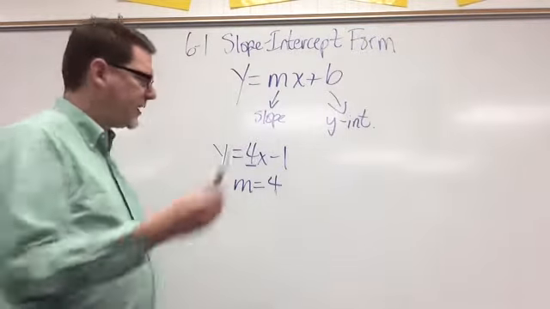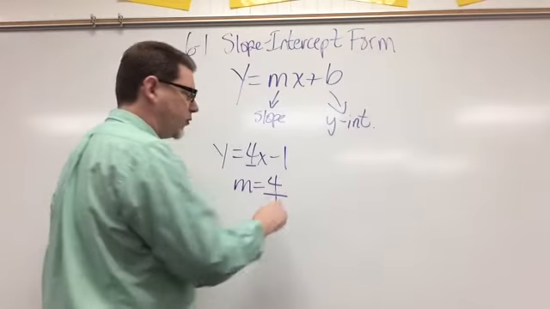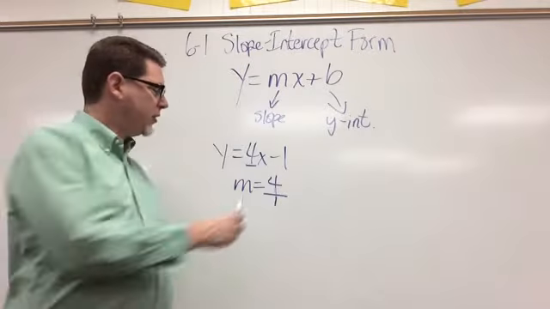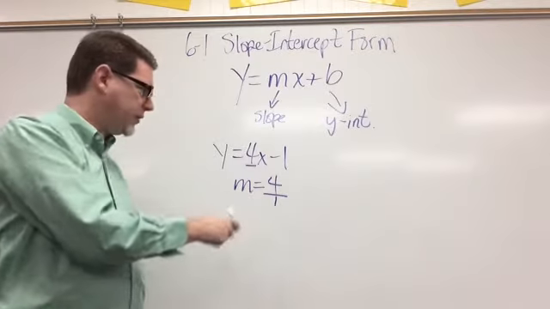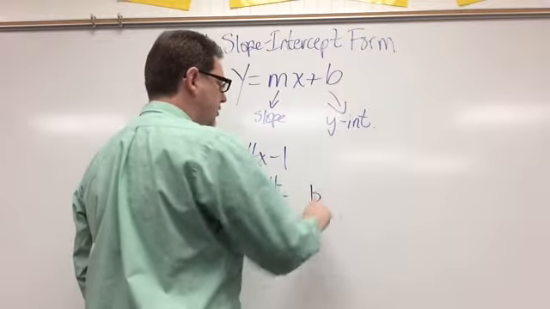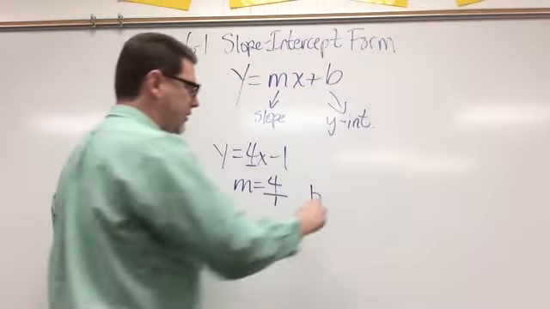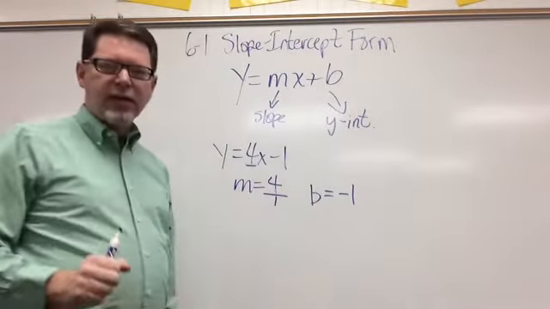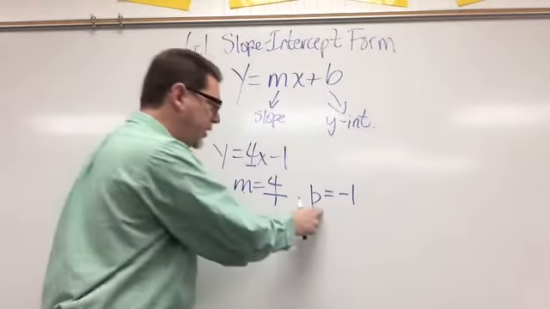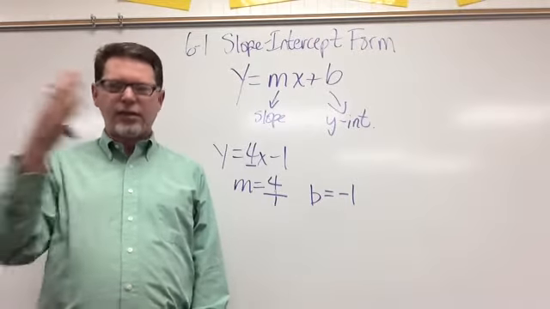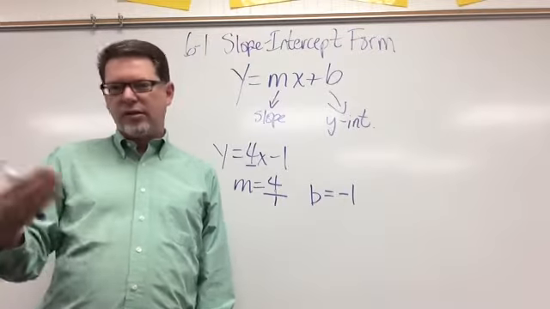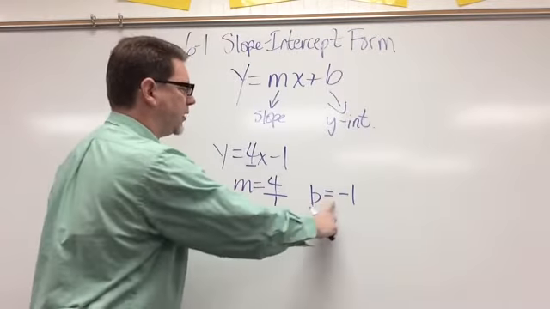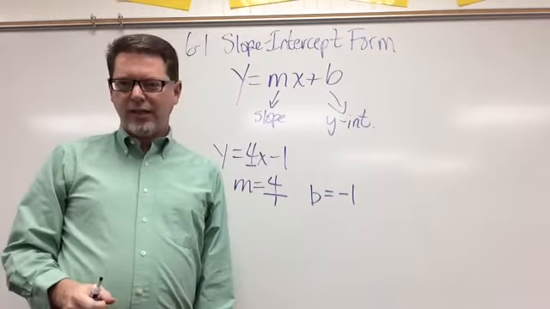4 is attached to the x. Now I might want to write it 4 over 1, which would be a good idea because when we start rise over run and graphing, we need to have a rise and a run for that. And b, which is the y-intercept, is -1. Now I'm not sure who in the world came up with b to stand for y-intercept. Doesn't make sense to me either. That's just unfortunately what it is. Okay? So the slope is 4 over 1. The y-intercept is -1.